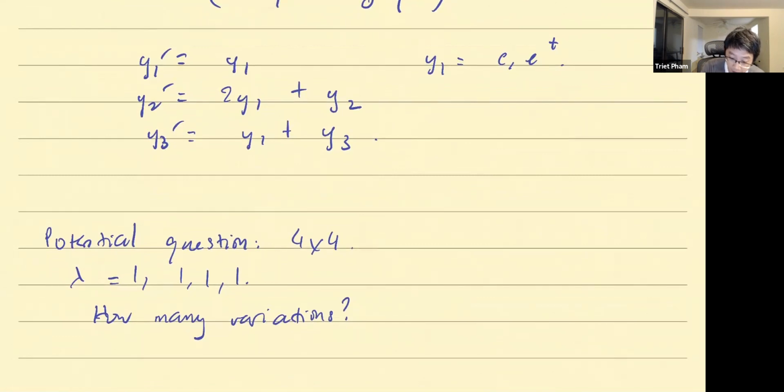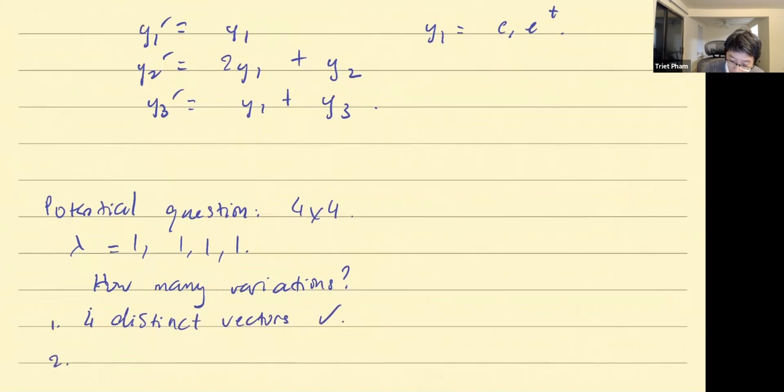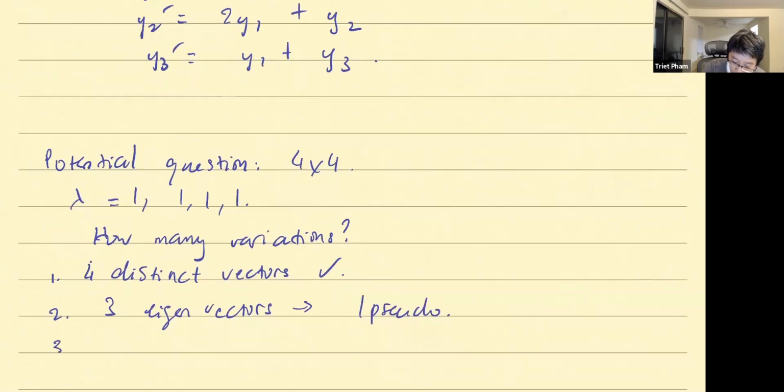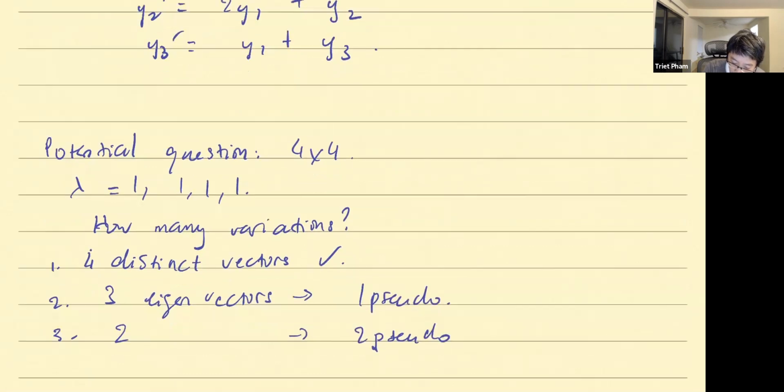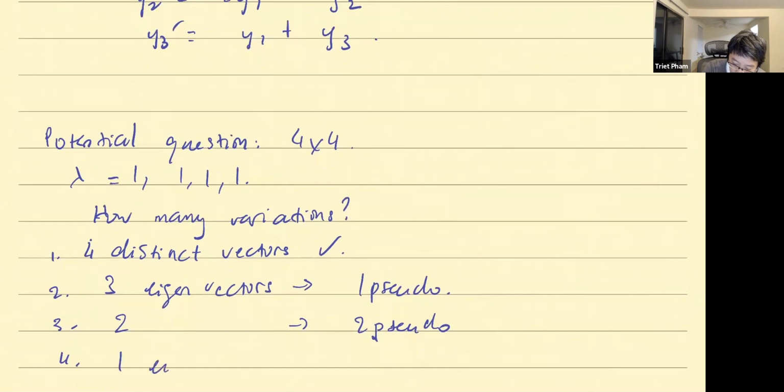The answer is, in terms of cases, I'm having this in mind. You have four distinct eigenvectors. That's one case, that's easy. Three eigenvectors, so missing one. Two eigenvectors, you need 2 pseudo. And then the last case, 1 eigenvector.